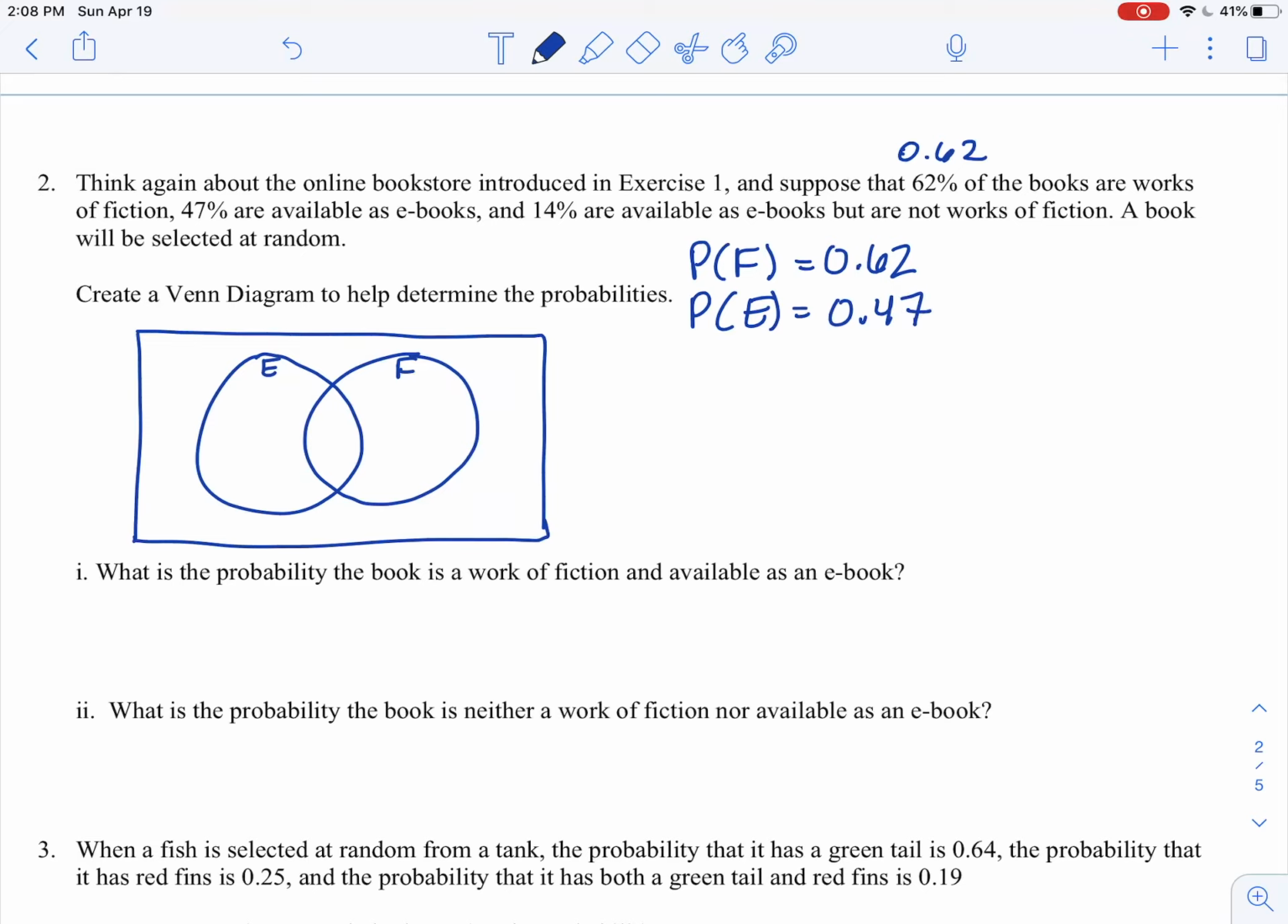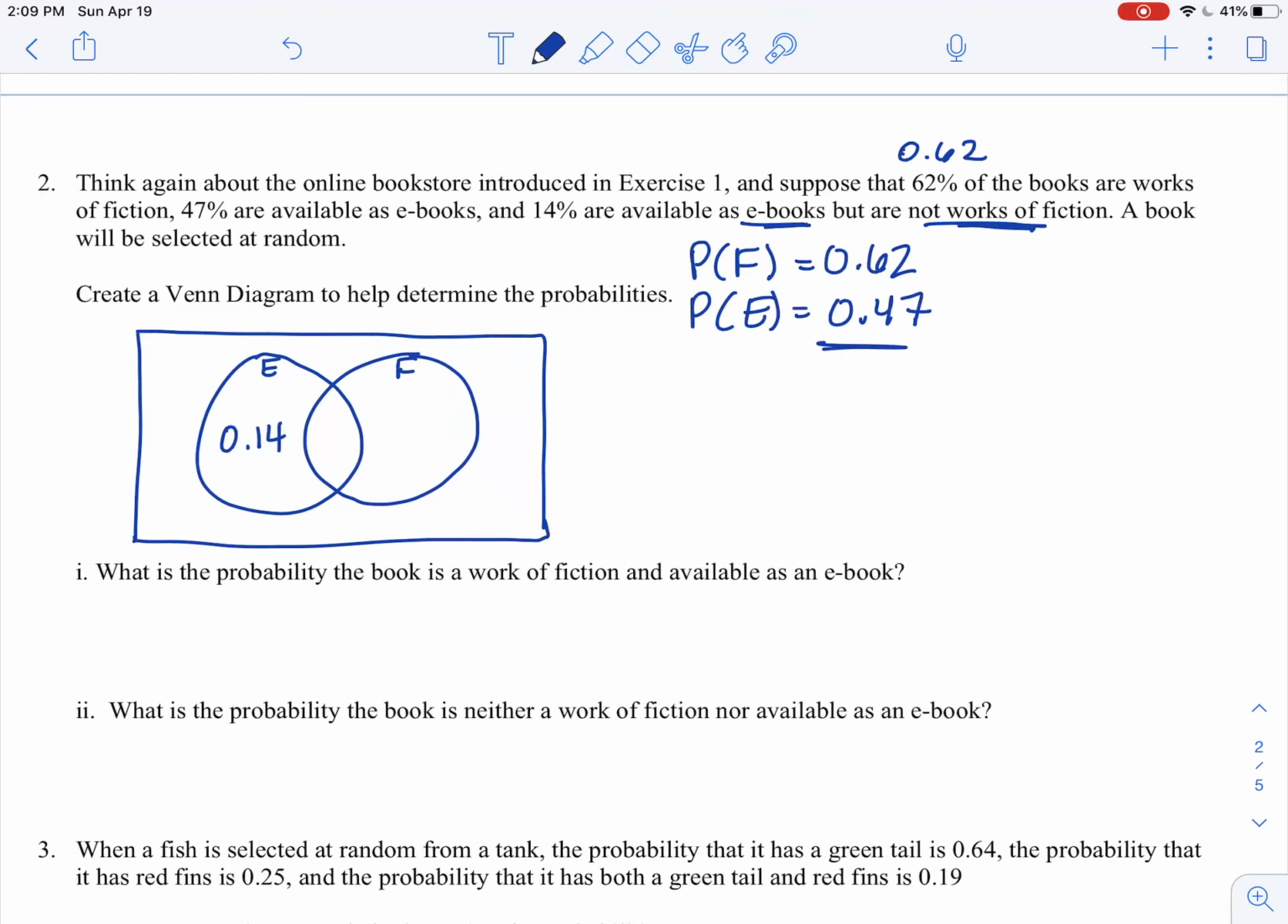Last but not least, it's saying 14% are available as ebooks but are not works of fiction. So things that fall within E but not within F are right here. Now that I finally know this value, I actually have enough information to figure out how much goes in this outside space, how much goes in the overlap. That will help me know what goes in the outside space for F, and then eventually I can make sure that everything inside the sample space adds up to be 1.